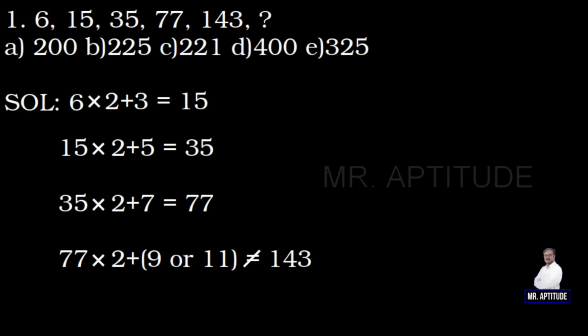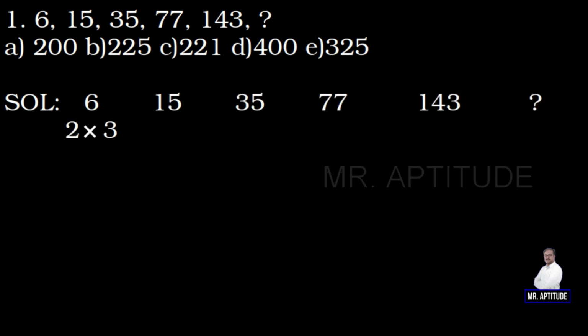If you relate 3, 5, 7 as odd numbers, now 77 into 2 plus 9. When you consider 3, 5, 7 as prime numbers, 77 into 2 plus 11. In either of the instances, it's not 143. Now let us try to relate the given numbers in another way.